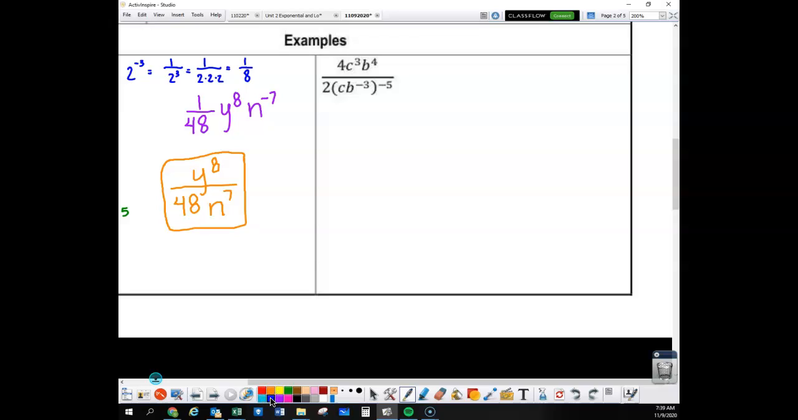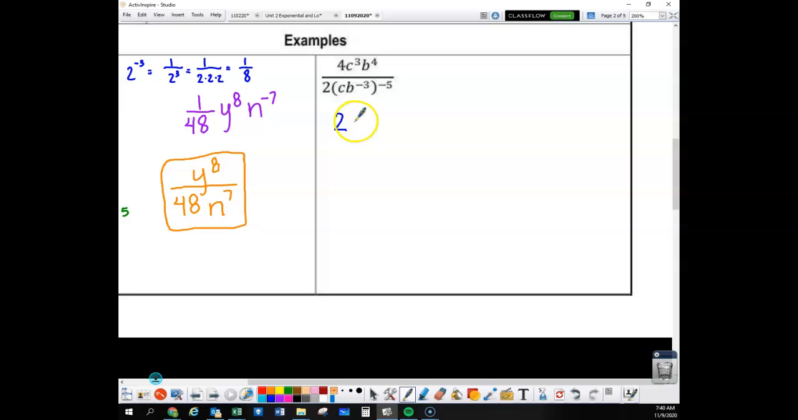All right. So we have 4 times c to the power of 3 times b to the power of 4 divided by (2 times c times b to the power of -3), all raised to the power of -5. Now notice here, the 2 is not inside the parentheses. So 2 is not going to get raised to the power of -5. So be careful with that, because the only thing that's going to get raised to the power of -5 is c and b. Okay, so what that means is I technically could already divide 4 by 2, right? So what's 4 divided by 2? 2, right? So I'm dividing 4 by 2 to get me 2.